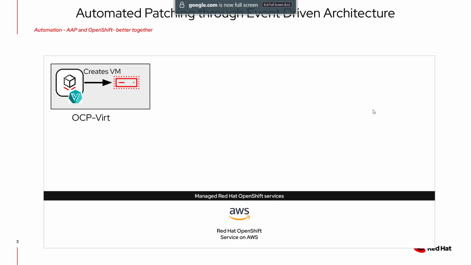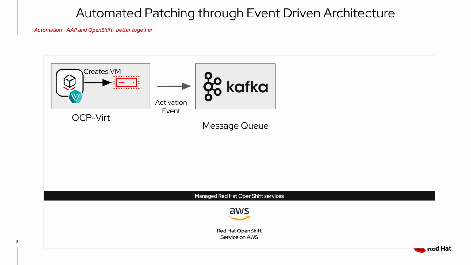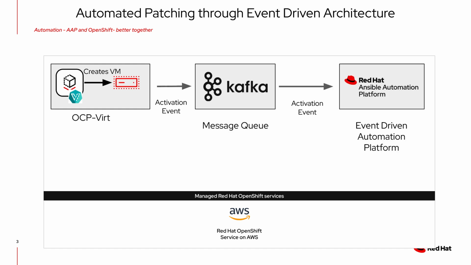Okay, so just to reiterate, we created a VM in OpenShift Virt. That generated some events into a Kafka message queue. The event indicating that the VM was activated was picked up by EDA, and we automatically ran a workflow to patch it, add it to our inventory, and add it to ServiceNow.